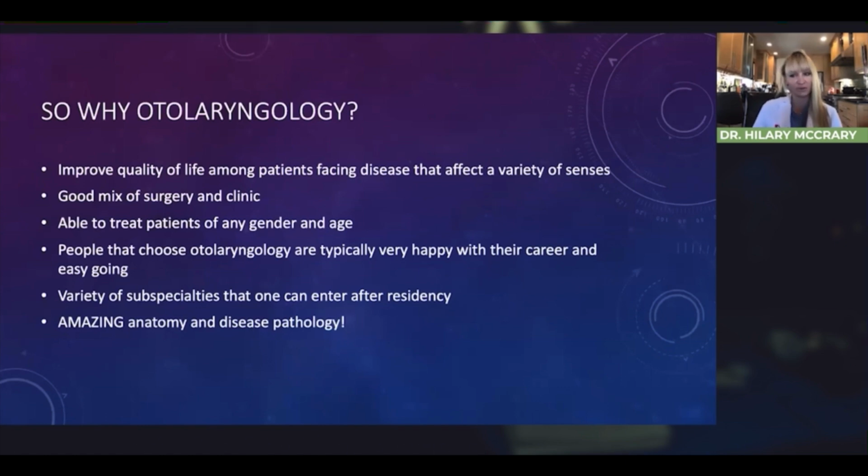I also think that otolaryngologists are really happy with their career, are very easygoing, even though you could think of surgeons as being maybe more of a rough crowd. I think otolaryngologists are really happy and they love to teach. And I think that was another thing that really appealed to me, is that they are very lovely people to be around. And then, there's the potential to go into a variety of subspecialties after otolaryngology. It kind of lists some of the options.